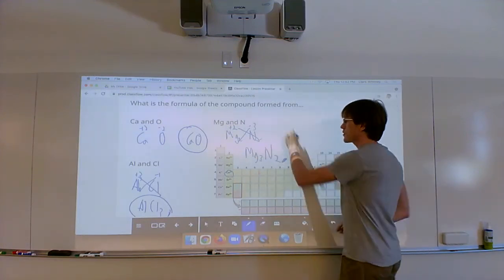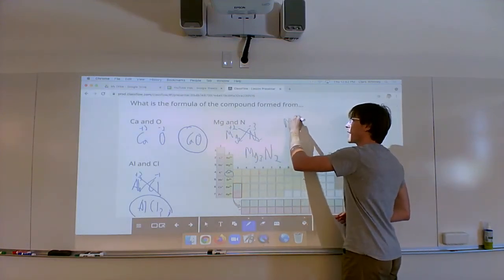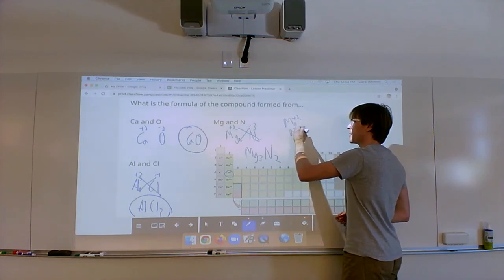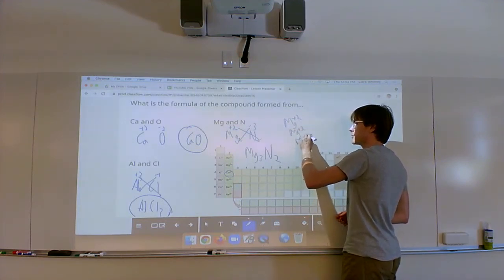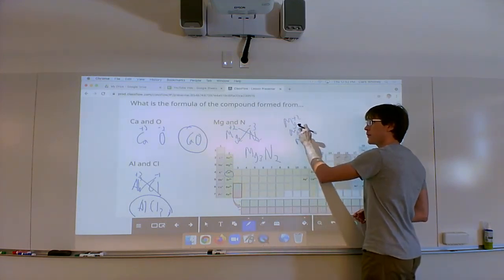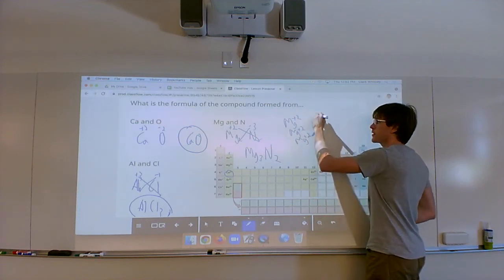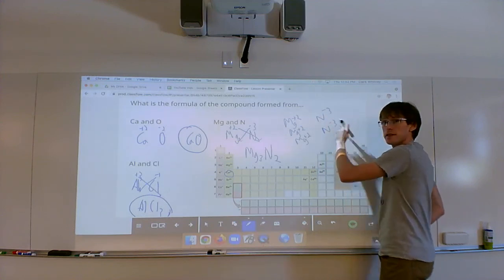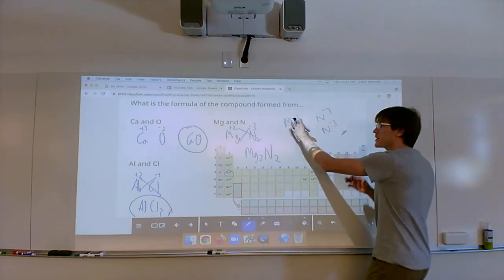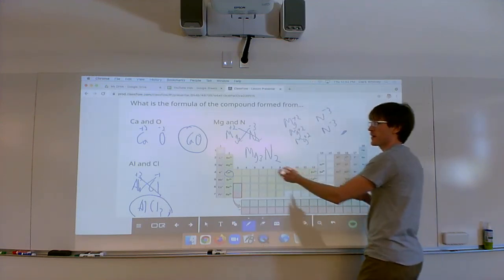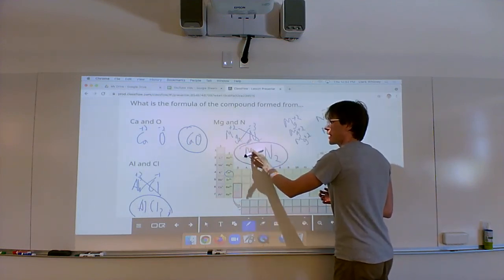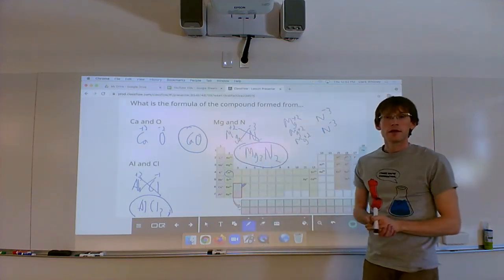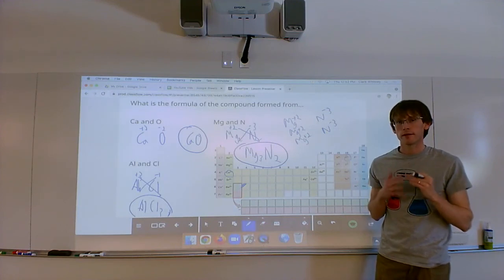When I see this, what I really think is Mg positive 2, Mg positive 2, Mg positive 2, and that's a combined 2, 4, 6 positive charge. My N is negative 3 and negative 3. That is negative 6 total, and so positive 6, negative 6, they cancel out when my formula is Mg3N2. So that's how we can figure out the formulas of ionic compounds.